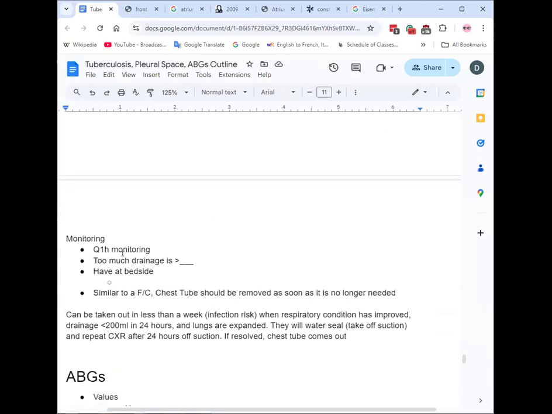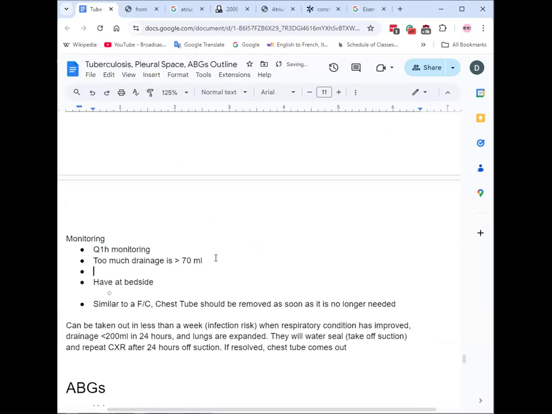In terms of monitoring for this, it's every hour, according to what he mentioned. Additionally, how much is considered too much drainage? How many ml per hour is too much? 70, yep. If it's more than 70, we're concerned. When else are we concerned when it comes to drainage?